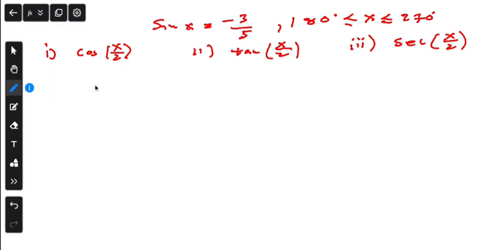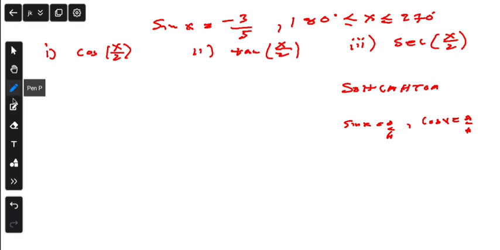Now, if you use the idea of SOHCAHTOA, you know that sine theta, or sine x, is equal to opposite divided by hypotenuse, then cosine x is equal to adjacent divided by hypotenuse. So this is sine x, isn't it? We have opposite as 3 and hypotenuse as 5. But what about cos? Cos is adjacent divided by hypotenuse. So we don't have the adjacent.